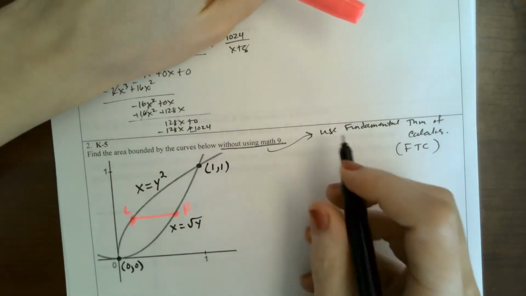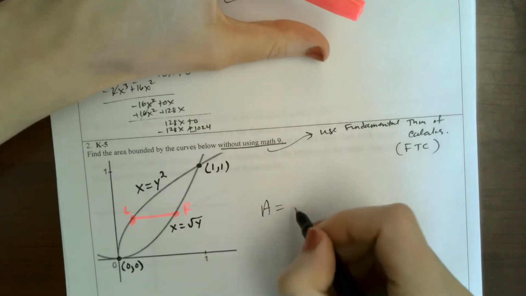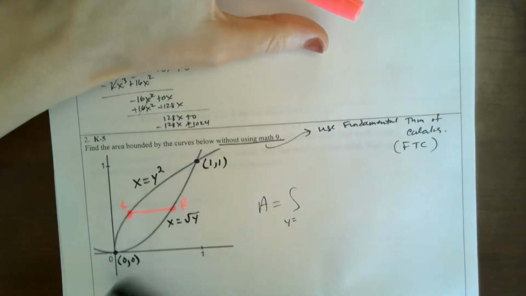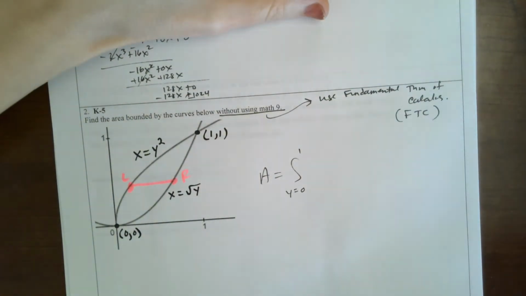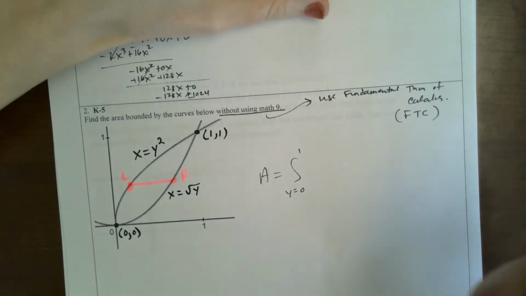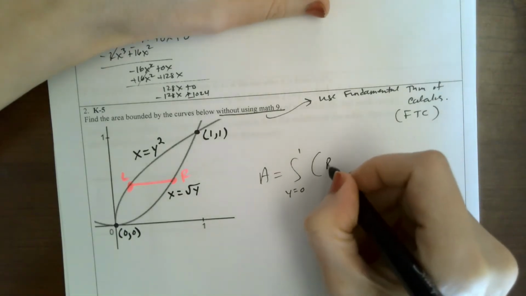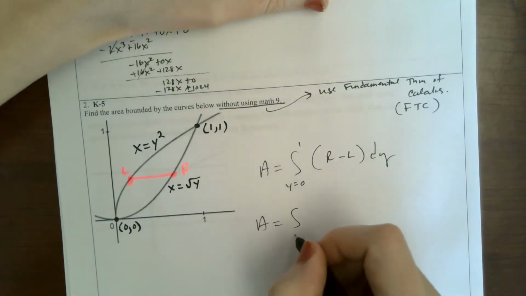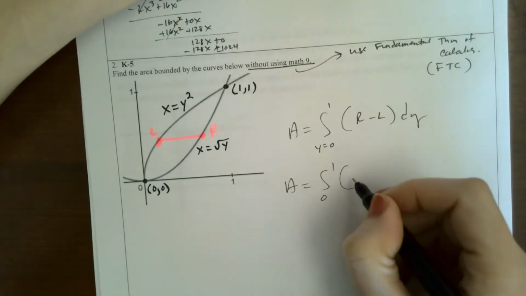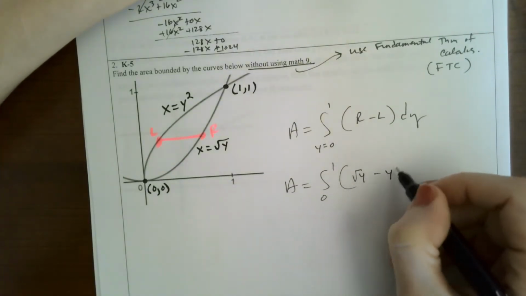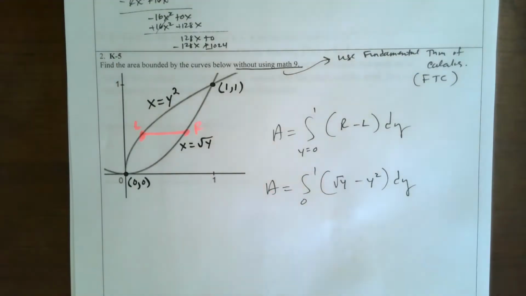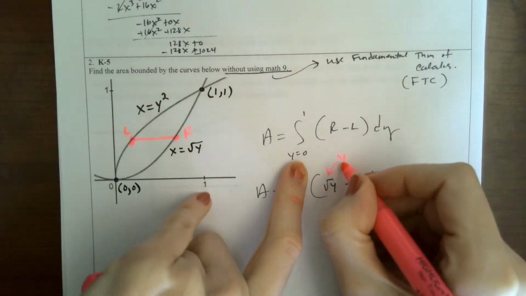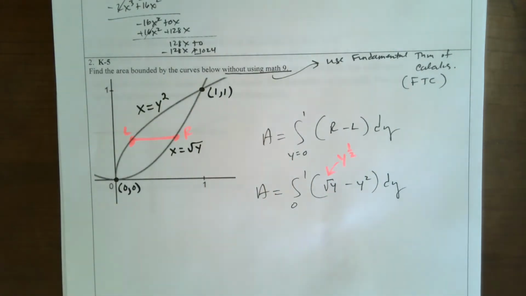Okay, so the formula is that the area between these two curves is the integral from y equals lowest y value is 0, highest y value is 1. And on the inside, we're going to do right minus left dy. The integral from 0 to 1. The right function is radical y minus y squared dy. All right, guys. Now, you've got to recognize here that radical y is y to the 1/2.